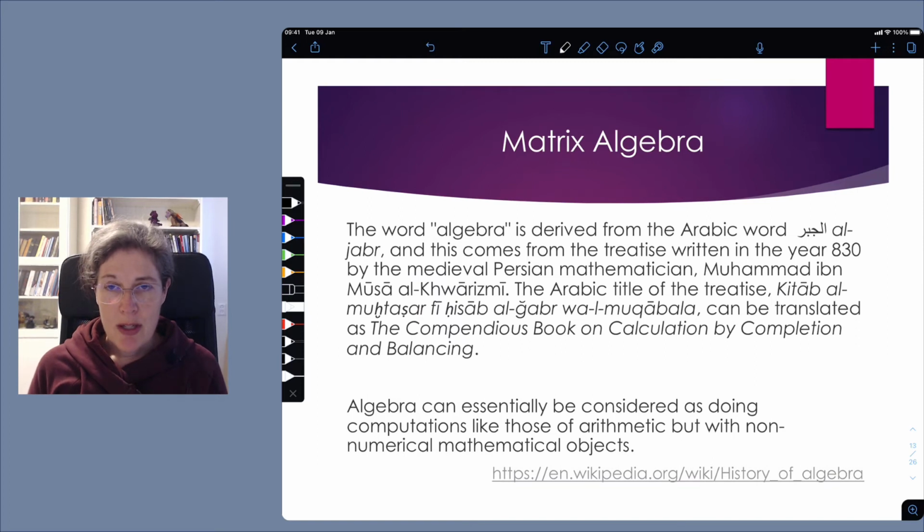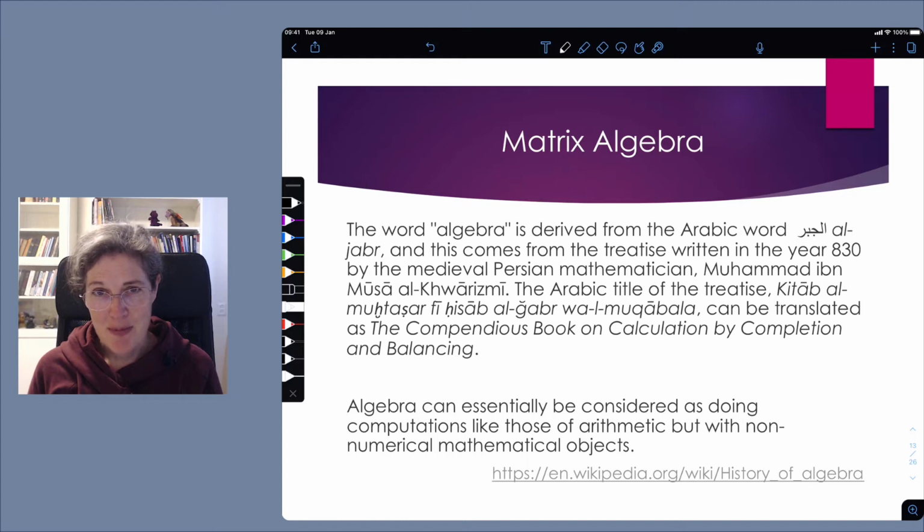So what do I mean when I'm talking about matrix algebra? I don't know if you know where the word algebra comes from, but it's actually derived from an Arabic word, al-jabr. And this comes from a treatise that was written a long time ago, in 830, by a Persian mathematician, Muhammad ibn Musa al-Khwarizmi. And the title of the treatise, which I cannot pronounce, can be translated into The Compendious Book on Calculation by Completion and Balancing, which really was just a long essay on how to solve linear and quadratic equations. So it was kind of the first actual algebra.